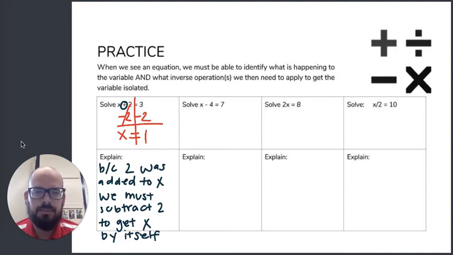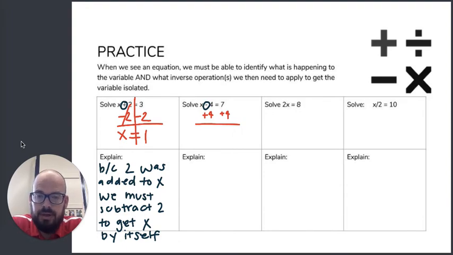Now, let's do the next problem. Now we're starting with a different operation. So now we're starting with subtraction. Well, doesn't mean anything different other than that we have to identify our inverse, and our inverse is addition. So if I'm subtracting 4, I need to add 4. I can't do it to the left without doing it to the right. Minus 4 plus 4. If I have x and I subtract 4 and then I add 4 back, I'm just back at x. And then if 7 and then I add 4, I have 11. So now I've solved. I know that x equals 11.